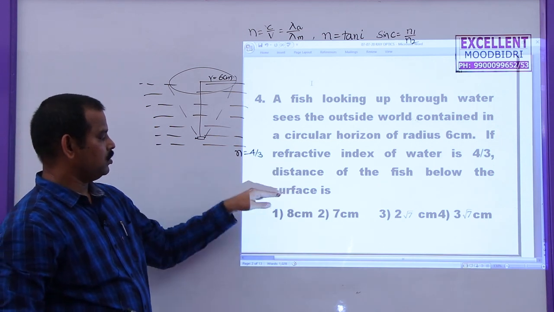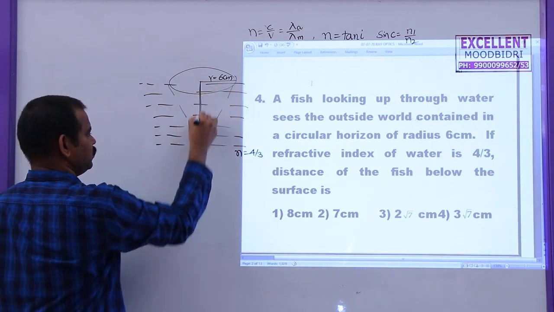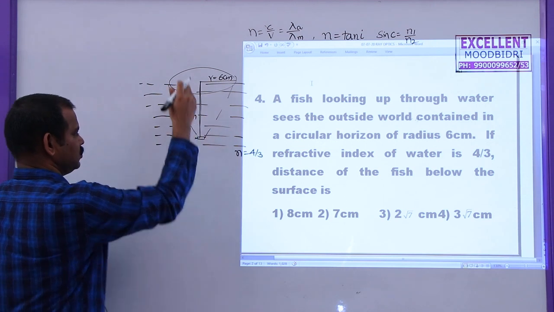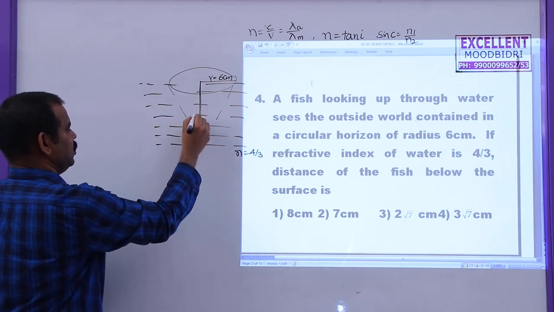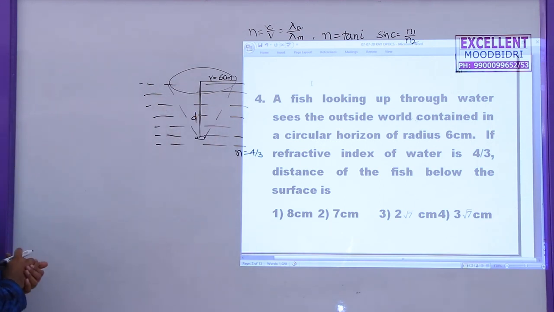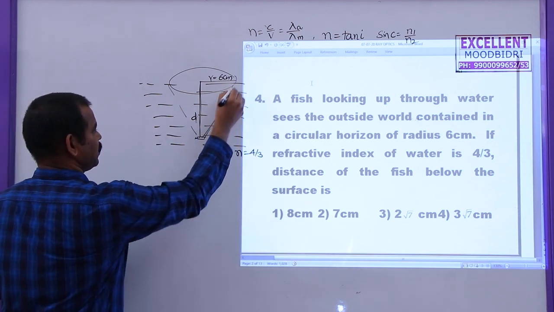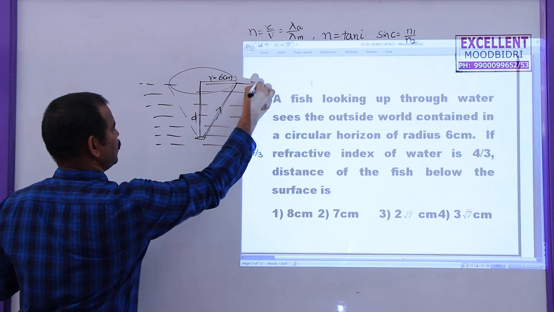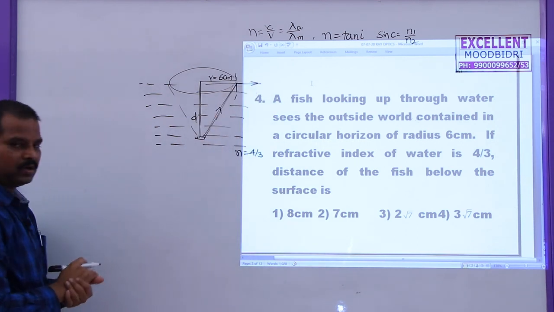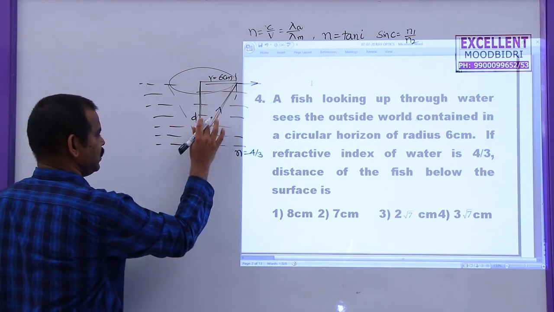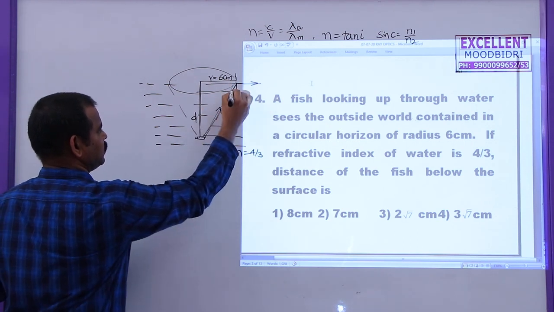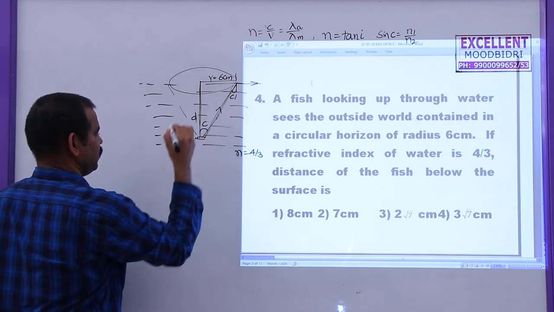The distance of the fish below the surface is what I want to find out. This is also the depth, or let me take it as h. So depth D. To find this, we know that the light ray traveling here will undergo total internal reflection. So this angle is a critical angle. Actually, this is the critical angle, so even this angle will be the critical angle.